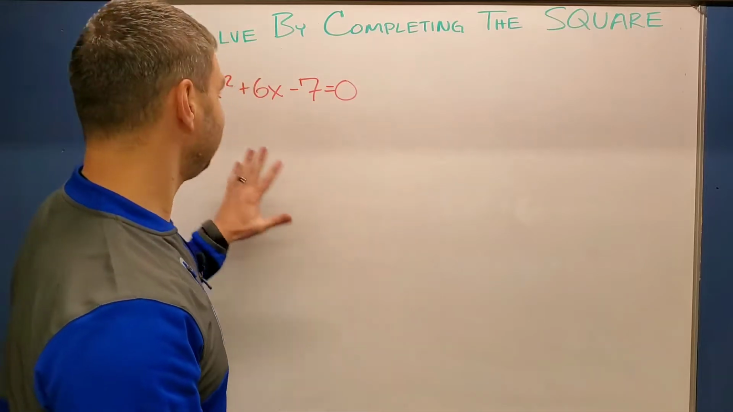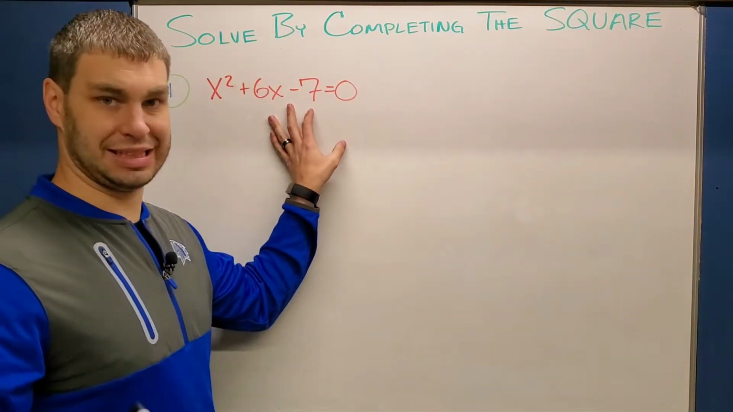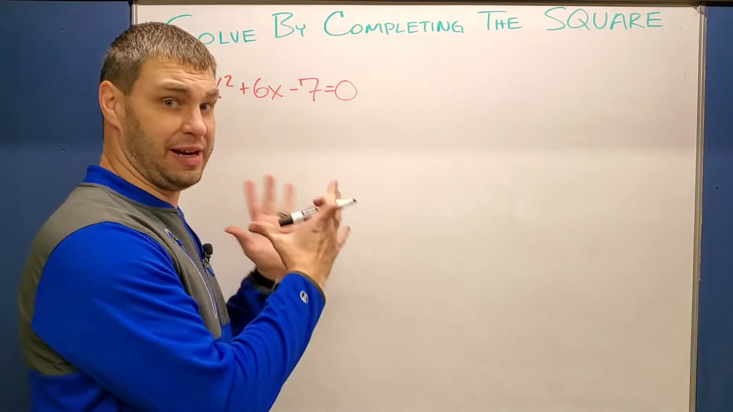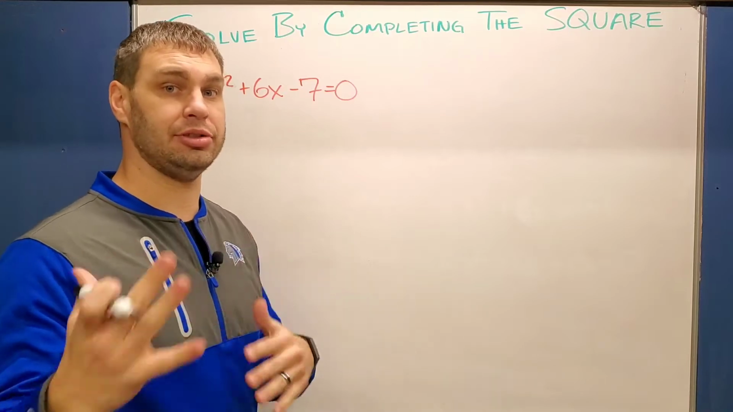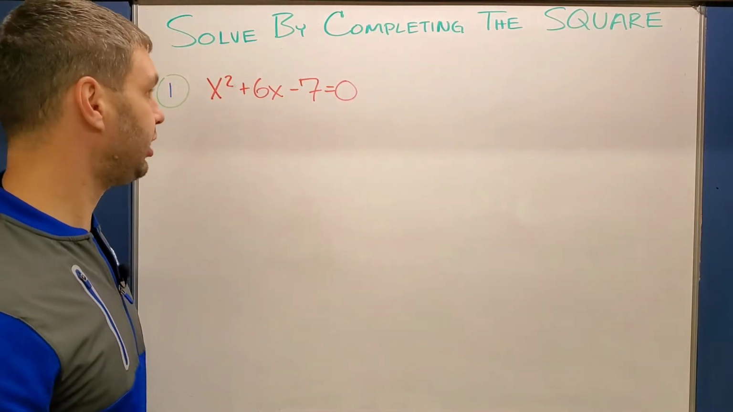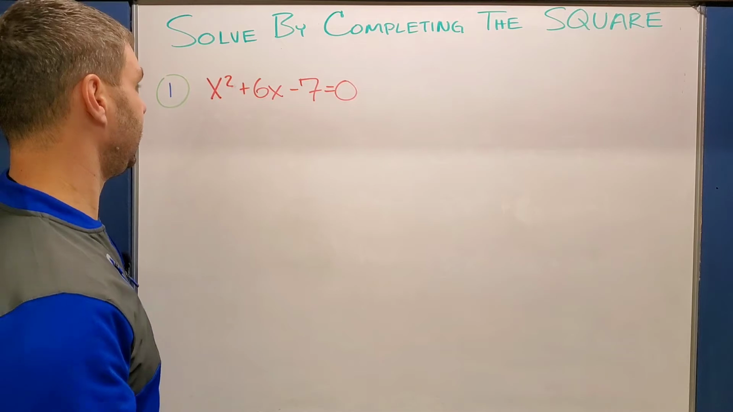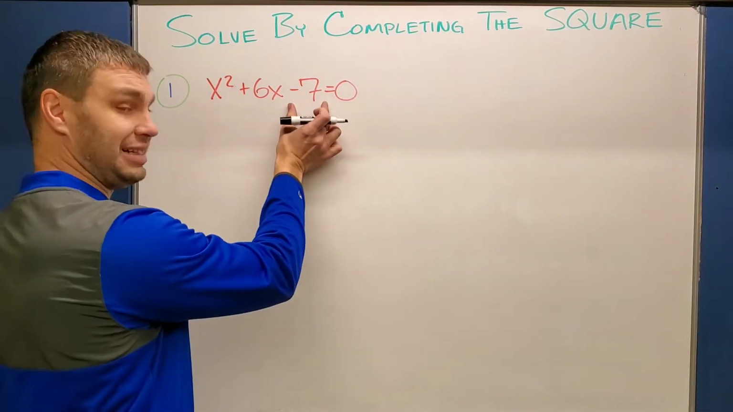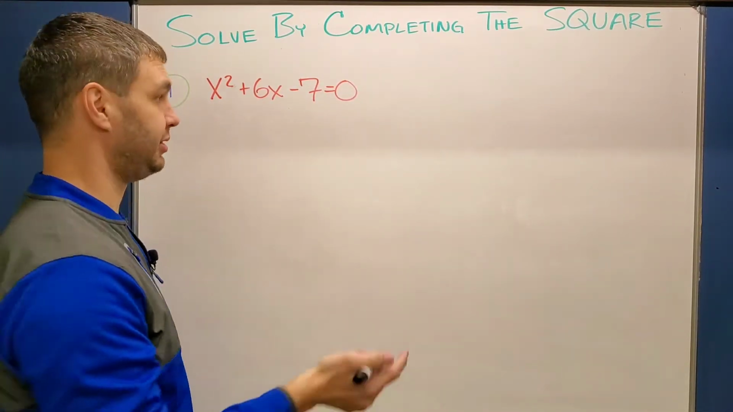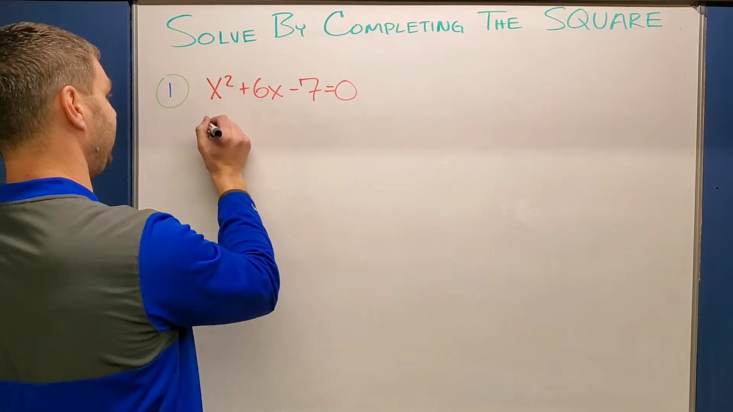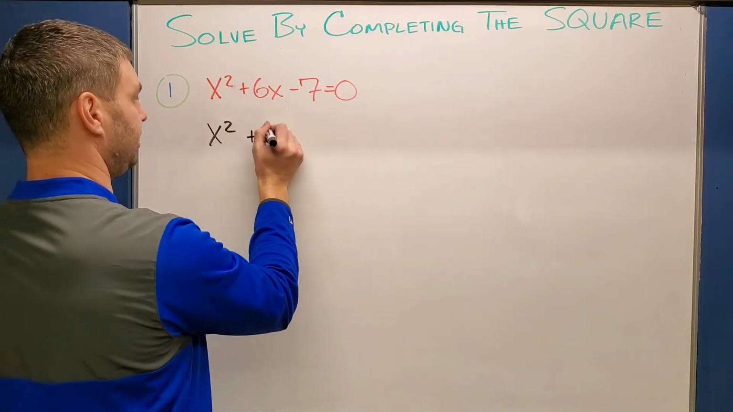All right, problem number 1 says x squared plus 6x minus 7 equals 0. We cannot factor these types of problems. That's when we have to use completing the square in order to solve for x here. The first step when we're completing the square is we need to move this constant term over. That's the term without any x's. If I move that to the other side, I'm going to have x squared plus 6x.